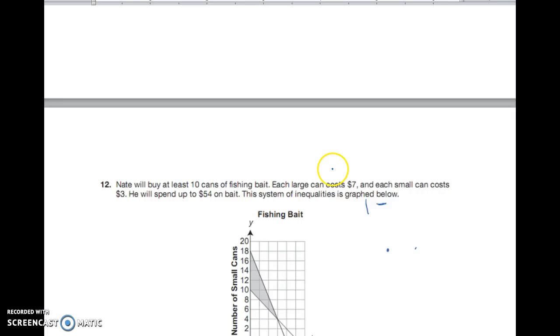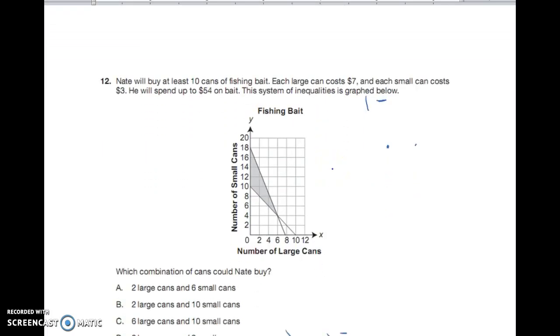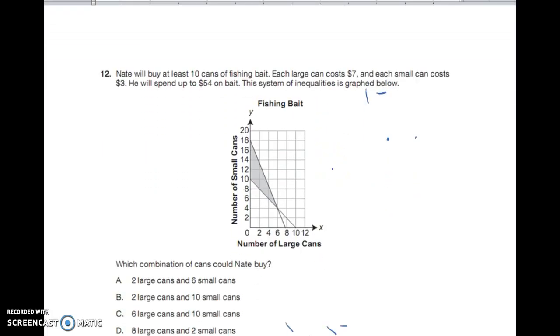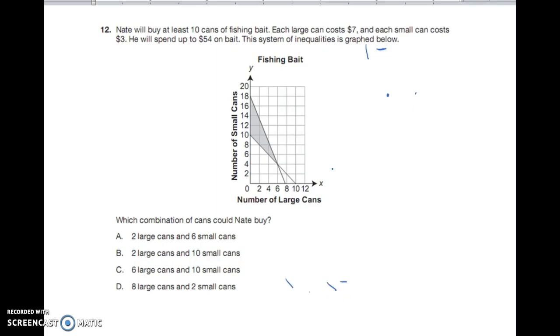The next one has to do with Nate buying at least 10 cans of fishing bait. Each large can costs $7 and each small can costs $3. He will spend up to $54 on bait. This system of inequalities is graphed below. So this is how we graph it. Which combinations of cans could Nate buy?